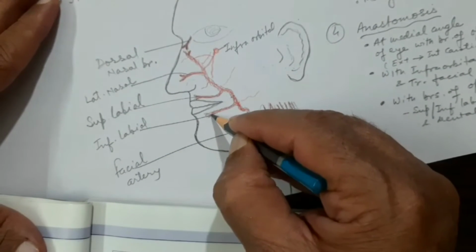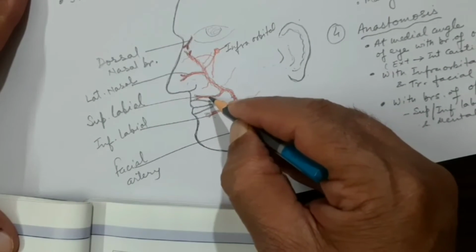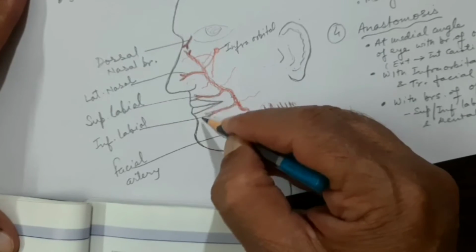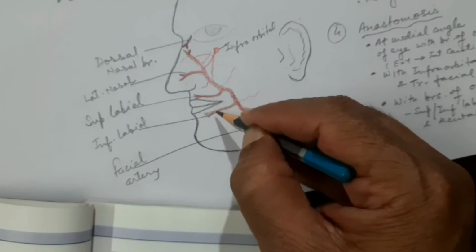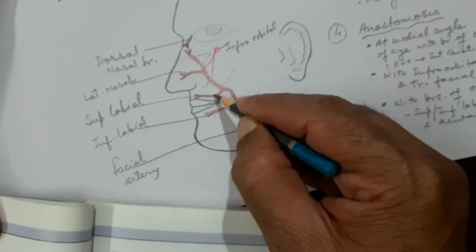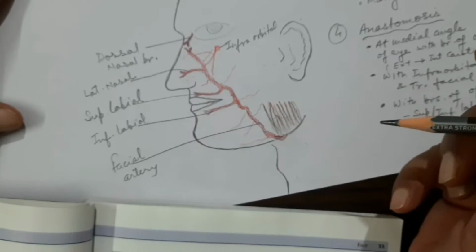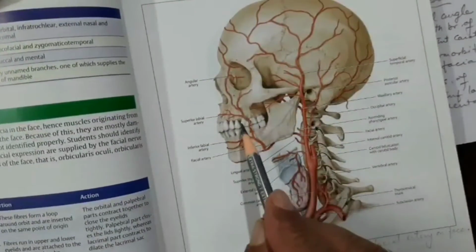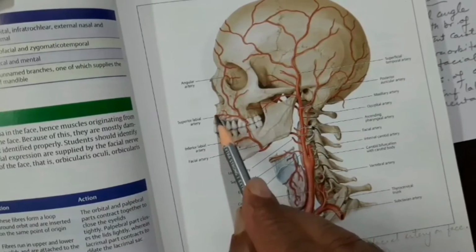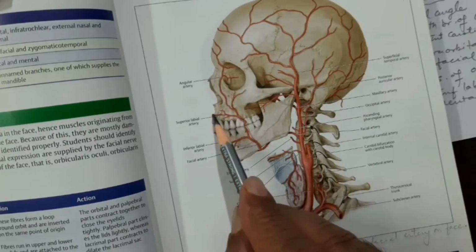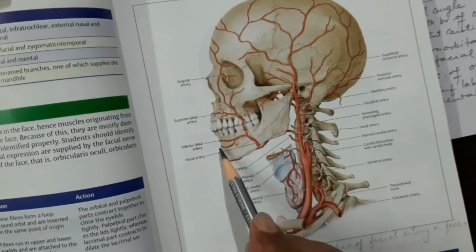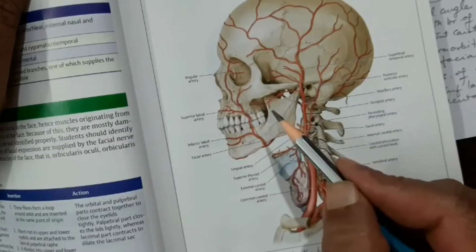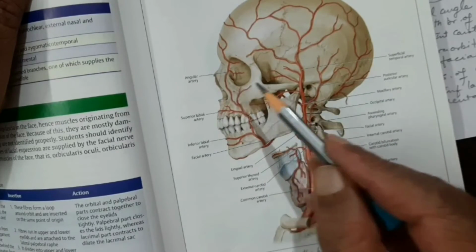The superior and inferior labial, I said that they are very prominent arteries, and their branches across the midline will anastomose with the superior and inferior labial artery of the opposite side. So see here in this diagram, you can appreciate that the superior labial is crossing the midline, and so is the inferior labial, so it will have an anastomosis with the opposite side artery beside this infraorbital.